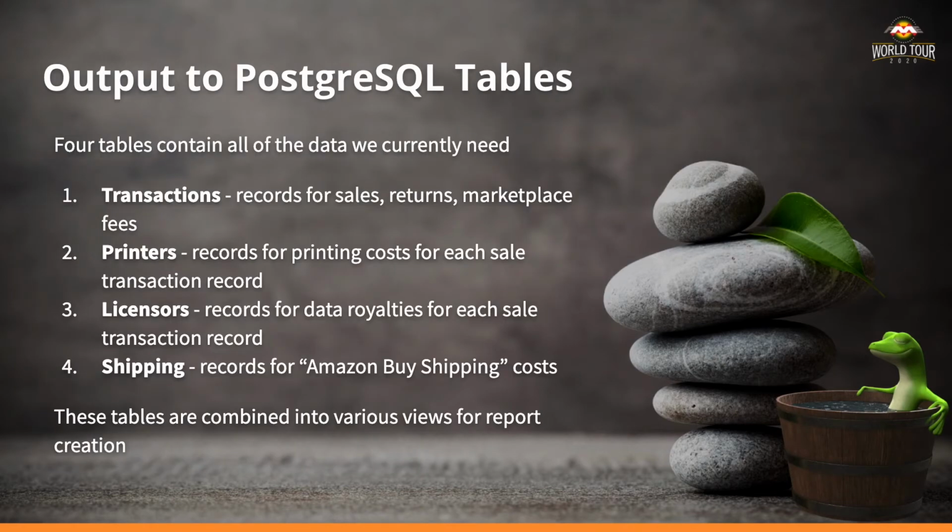So we have 4 tables that contain all the data we currently need. Transactions table, which is records for sales, returns, and marketplace fees. A printing table, which records the printing costs for each sale transaction that we had printed ourselves. A licensors table that has the data royalties that we owe for every transaction. And a shipping table that records when we use Amazon Buy Shipping. And then these 4 tables are combined in various ways to make views for our reports.